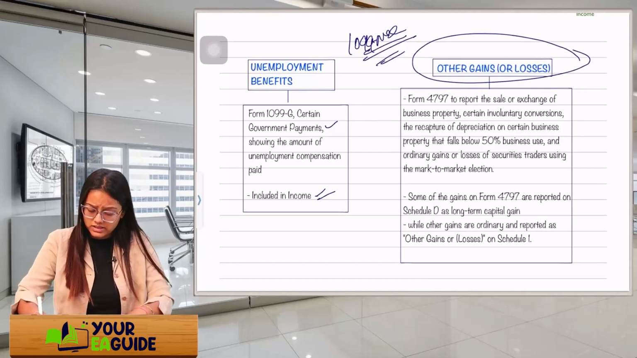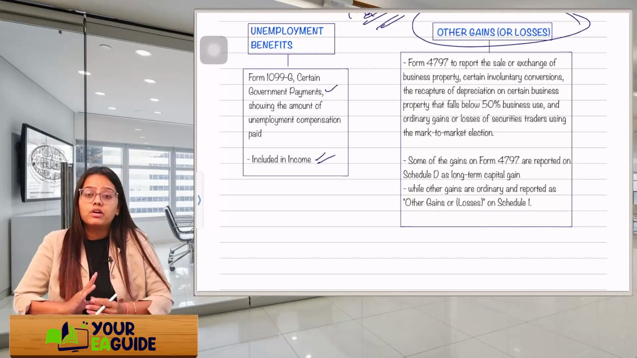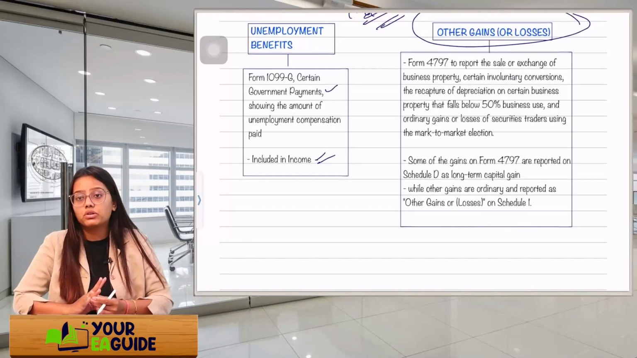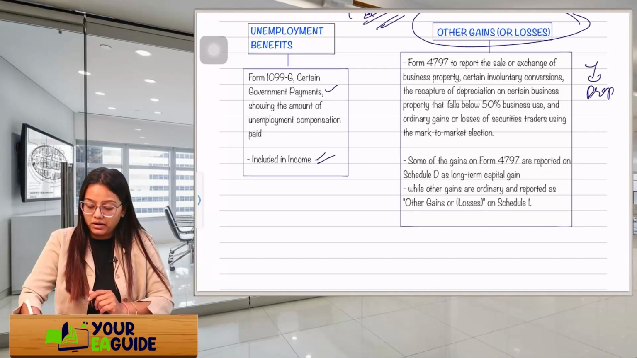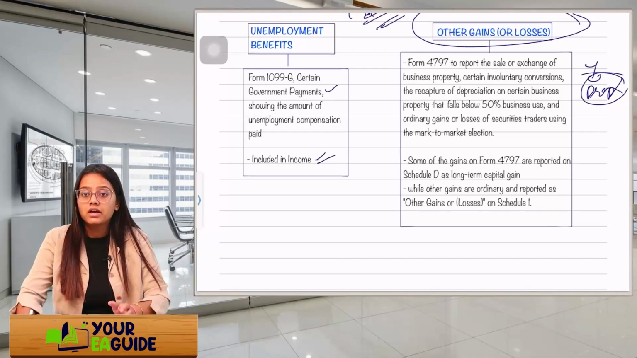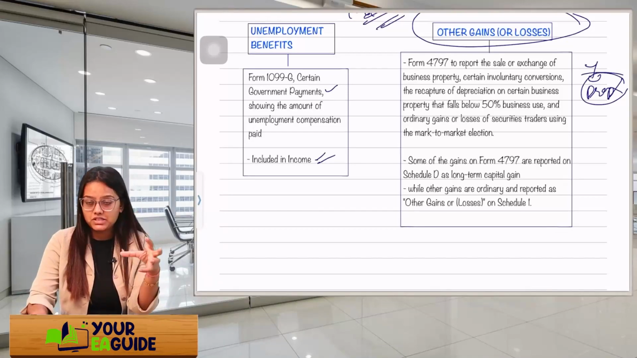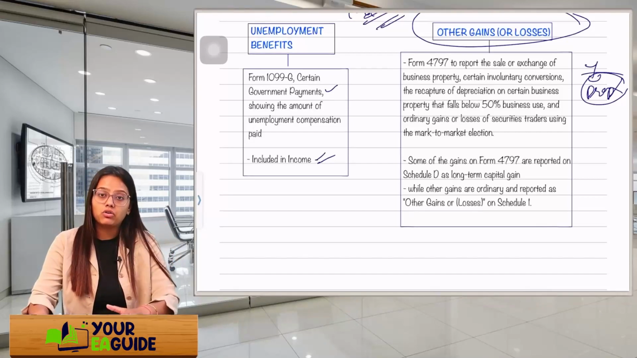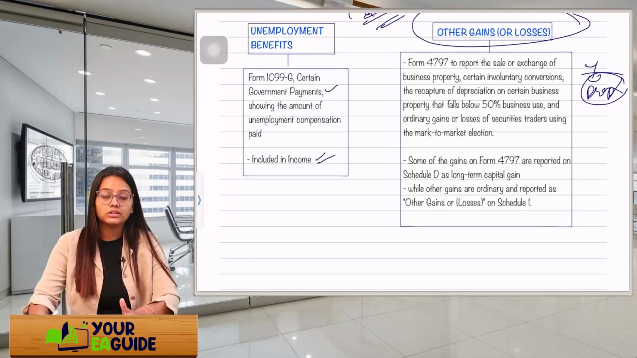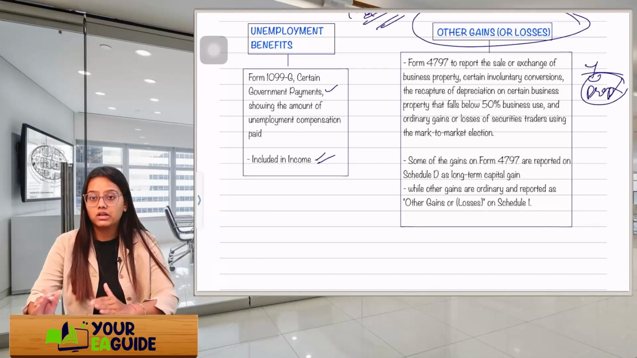Any other gains or losses will be reported on Form 4797 to report the sales or exchange of business property. So when we do the property transaction chapter, at that time you will be able to understand this very well. Whatever depreciation has been taken in case of the business property, it will be reduced. You will see whether the property is used for business purposes for more than 50% of the time or not. Based on that, we will figure out whether it's a capital gain or capital loss, and whether it's for business property or any other property.